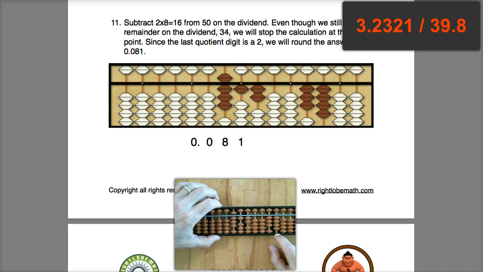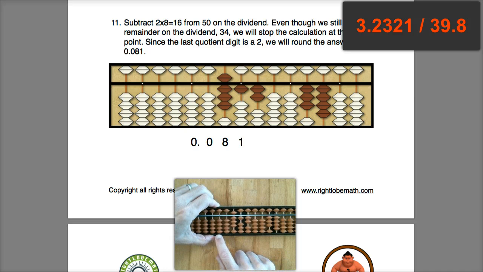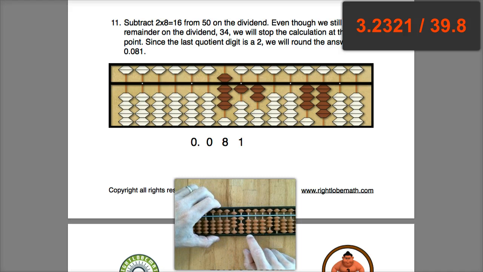But we can stop our process here because we now know that the 4th digit of our answer is a 2. So therefore we won't have to round up the 1 for a final answer. So our final answer will simply be 0.081, and we don't need this 2 as our answer to 3 significant digits.